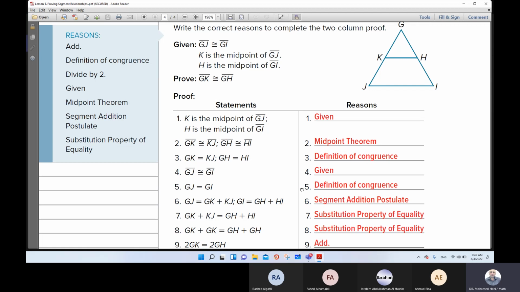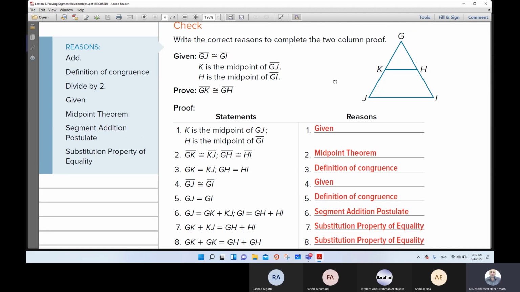Write the correct reasons to complete the two-column proof. As you see here, in this triangle, we have given information: segment GJ congruent with segment GL. K is the midpoint of segment GJ. K in the middle means KJ equals KG. H is the midpoint of segment GL, means HG equals HL.